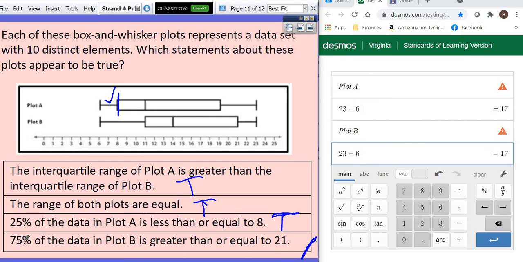Now this says 75% of the data in plot B is greater than or equal to 21. Well, here's 21. Greater than or equal to is this section here, which is 25%. And this says 75%. So that is the one out of all of them that is false. If you have any questions, make sure to let us know. All right?